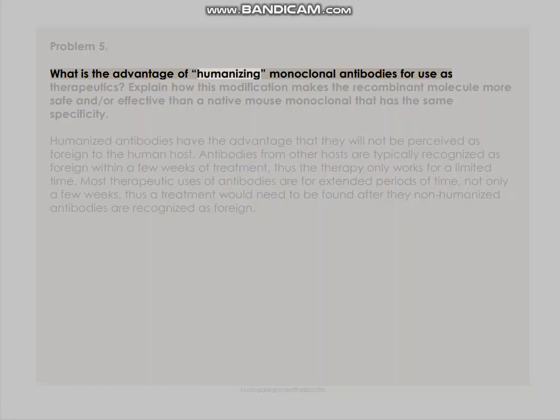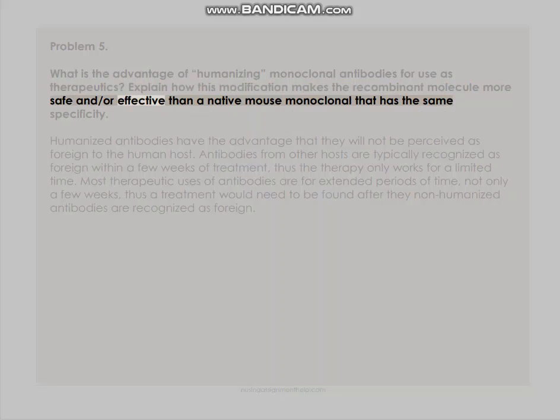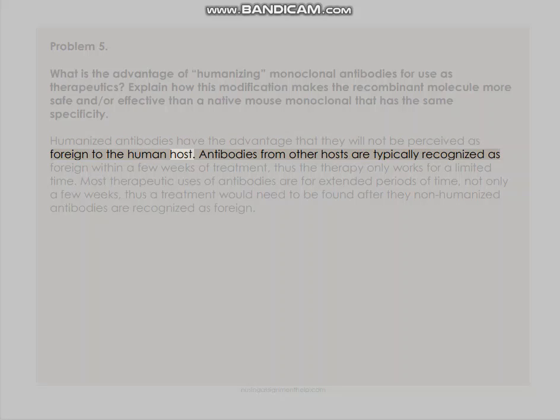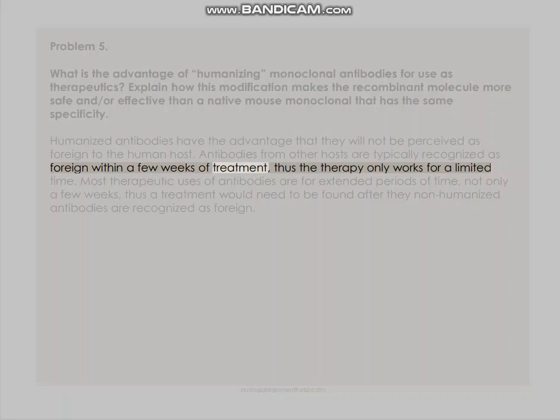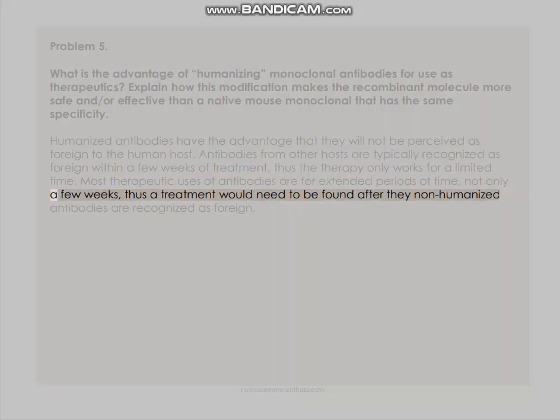What is the advantage of humanizing monoclonal antibodies for use as therapeutics? Explain how this modification makes the recombinant molecule more safe and/or effective than a native mouse monoclonal that has the same specificity. Humanized antibodies have the advantage that they will not be perceived as foreign to the human host. Antibodies from other hosts are typically recognized as foreign within a few weeks of treatment. Thus, the therapy only works for a limited time. Most therapeutic uses of antibodies are for extended periods of time, not only a few weeks. Thus, a treatment would need to be found after the non-humanized antibodies are recognized as foreign.